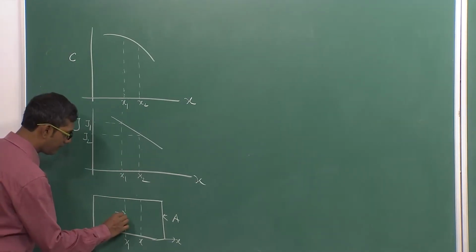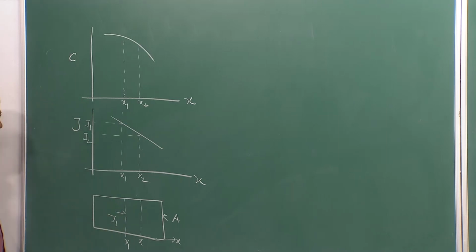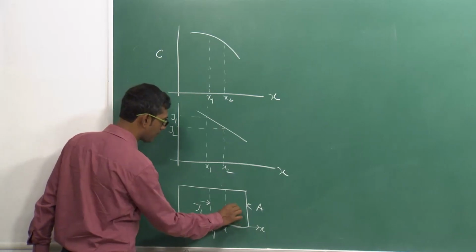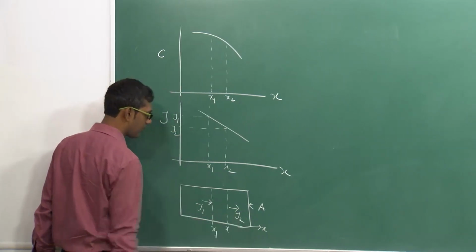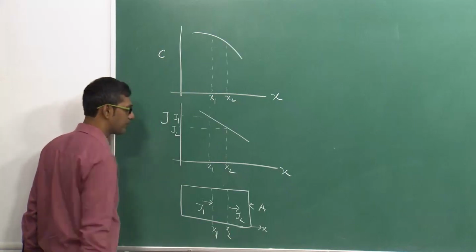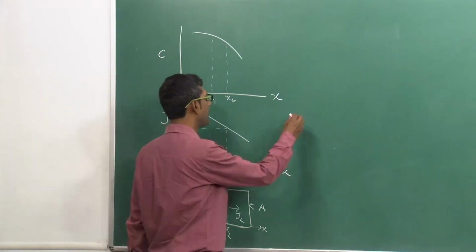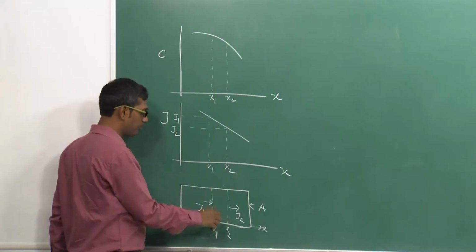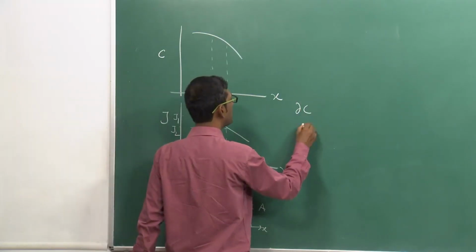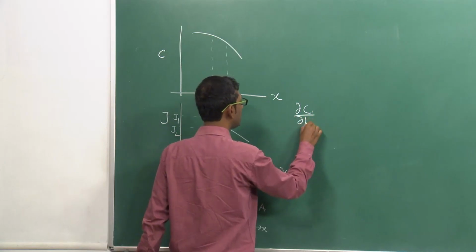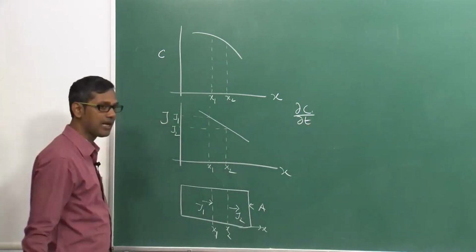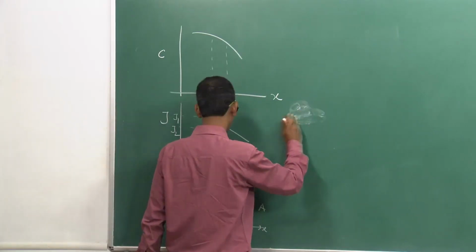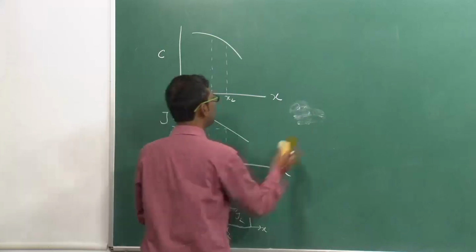So, if I assume that the flux coming to this surface at x1 is equal to J1 and the flux going out of the surface at x2 is equal to J2, we can write down that the mass occupied inside the small volume can be related to del C by del T, in time del T. Let us write it in a differential way.